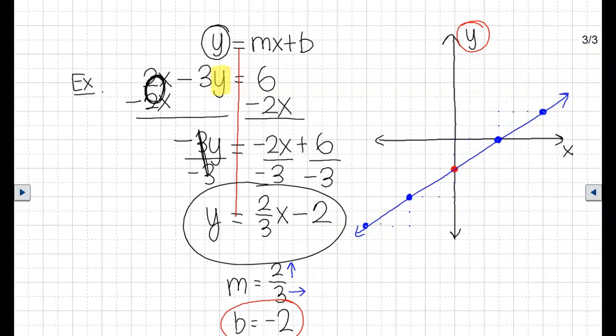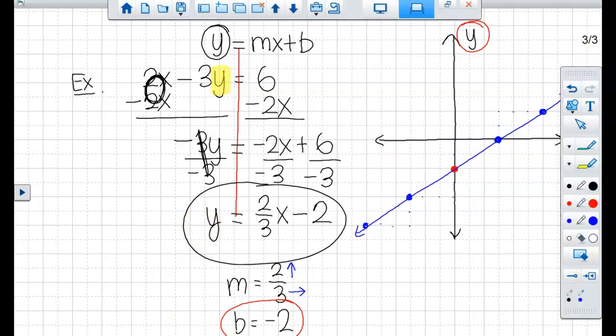So on this problem, the thing that made it different than that first one is that when I looked at my equation and I asked, is it y equals mx plus b, the answer was no, because this y wasn't all alone. So I have to fix it first, get that y all alone, before I can actually graph it.